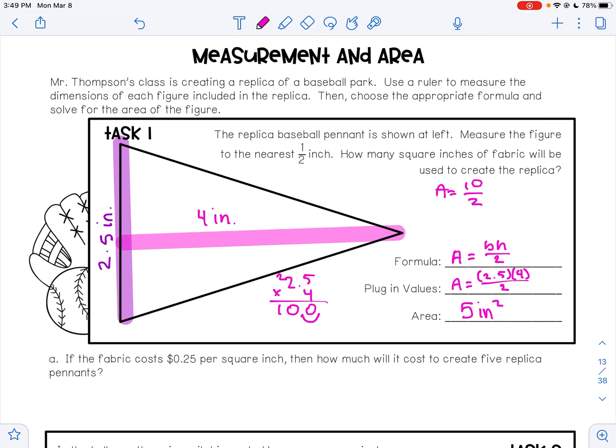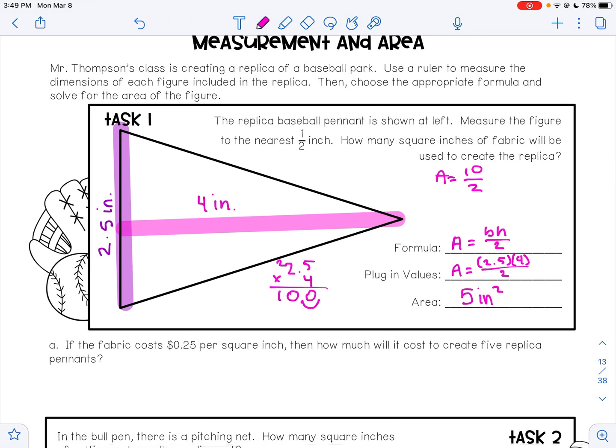So let's look at letter A. If the fabric costs 25 cents per square inch, then how much will it cost to create 5 replica pennants? The first thing we need to do is figure out how much one pennant costs. If one pennant is 5 inches squared and it's 25 cents per square inch, then I'm going to multiply these two numbers together to get the cost of one pennant.